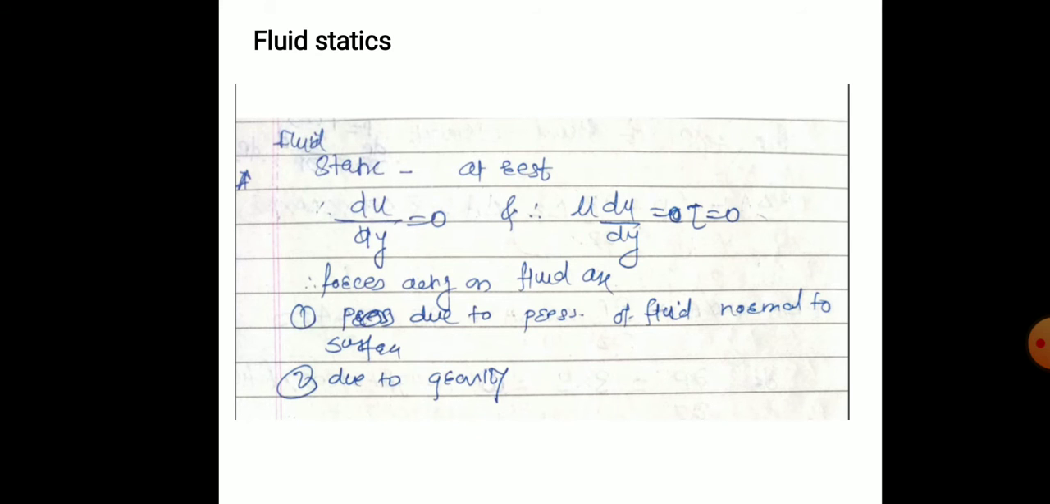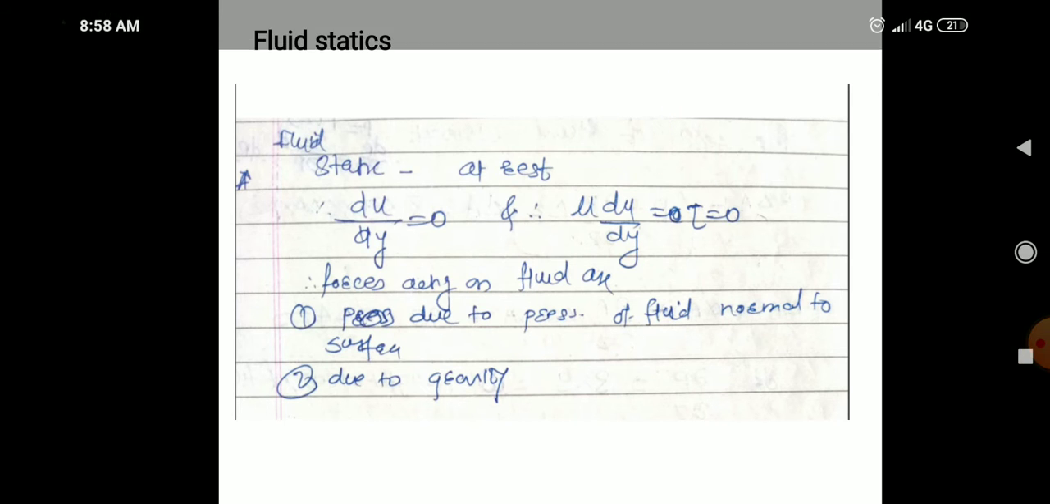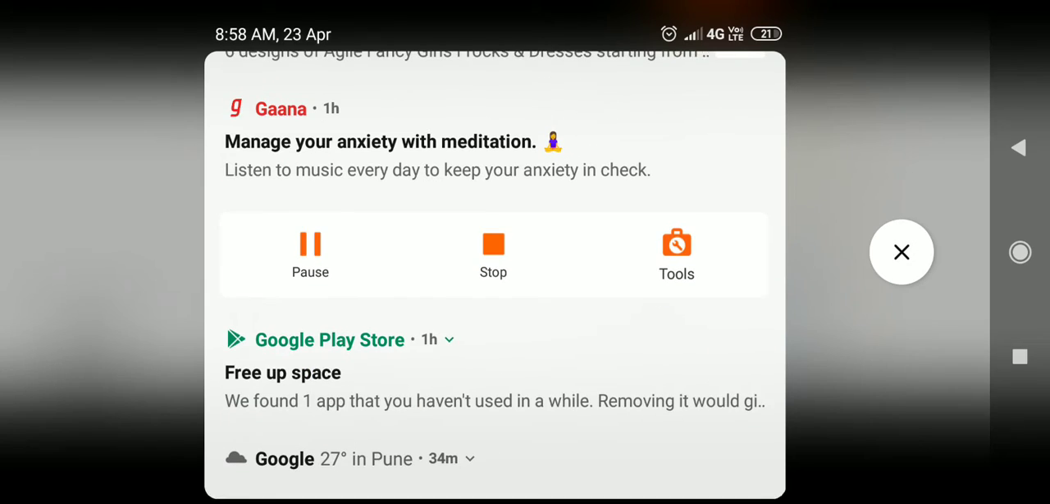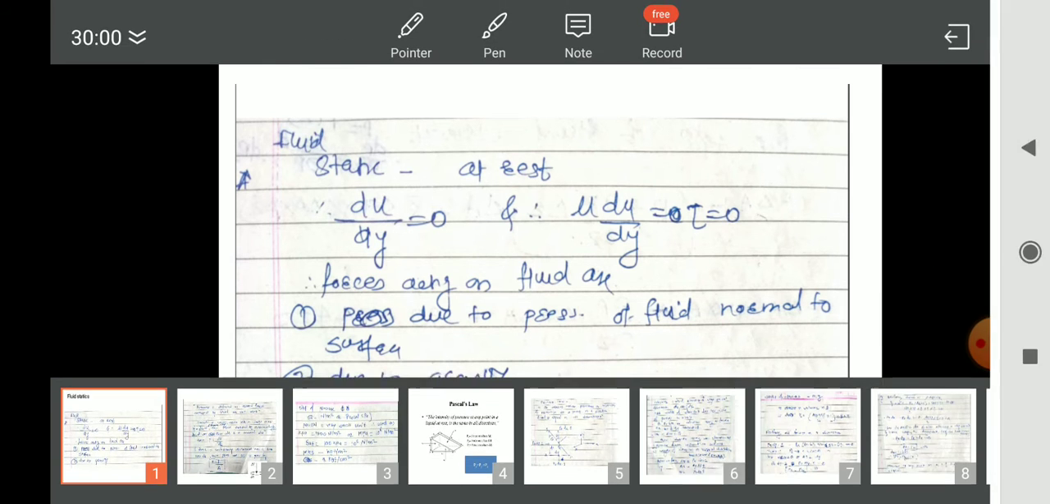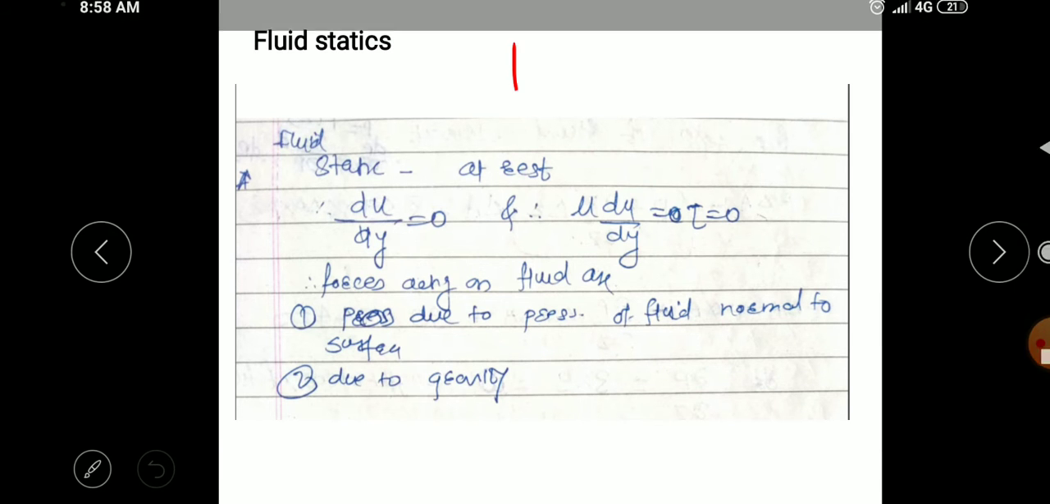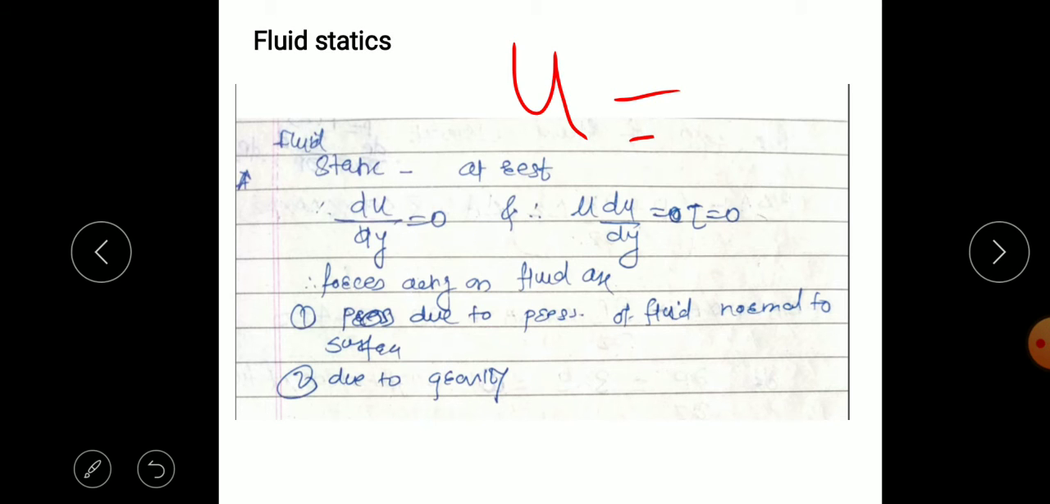We know static means stationary. Fluid is not flowing. The fluid may be in a container, or we are considering the relative velocity of the fluid to be near about zero. So in fluid statics, we are referring to fluids that are not moving. In that case the velocity, that is u, we are considering as zero.